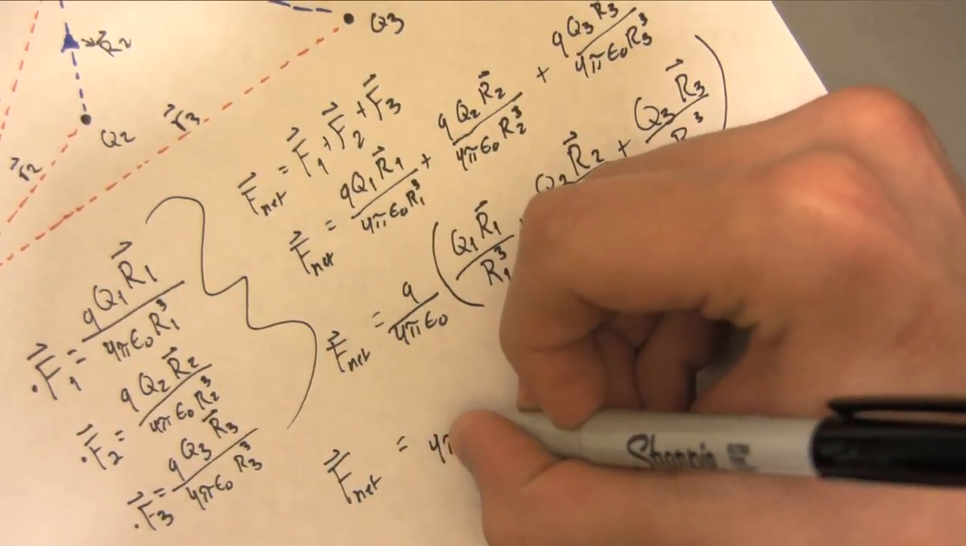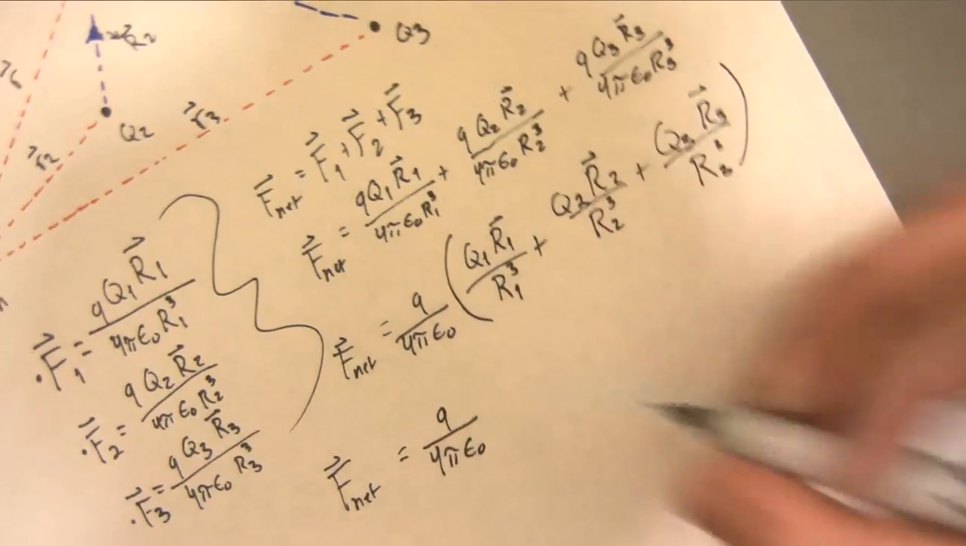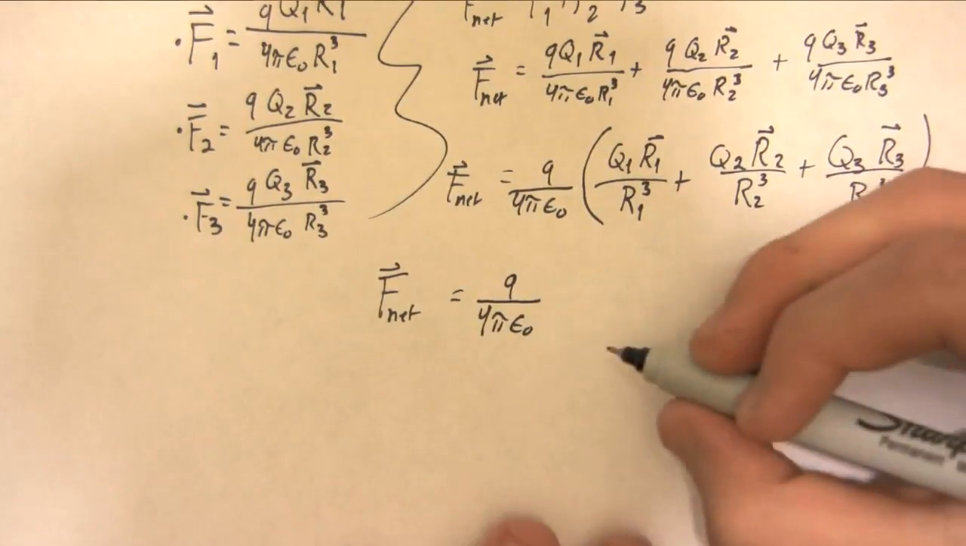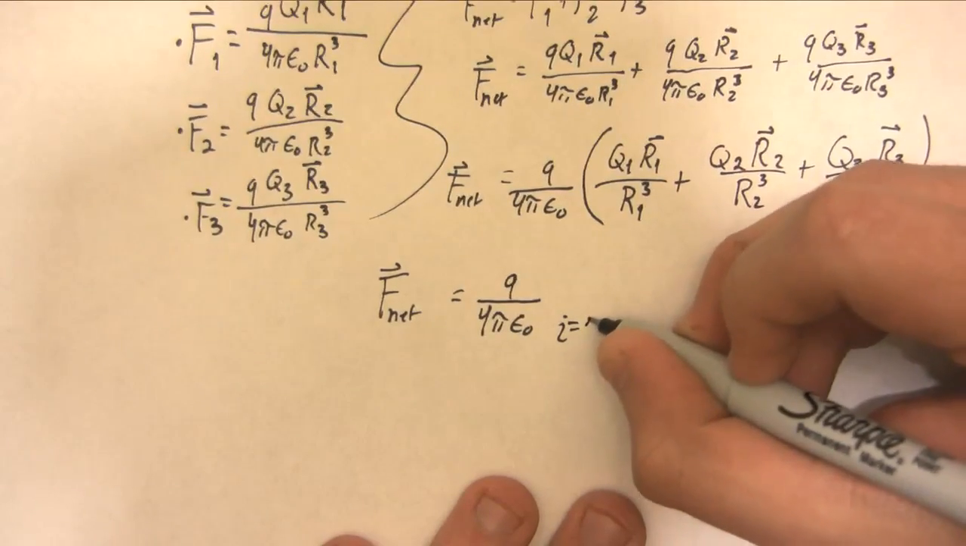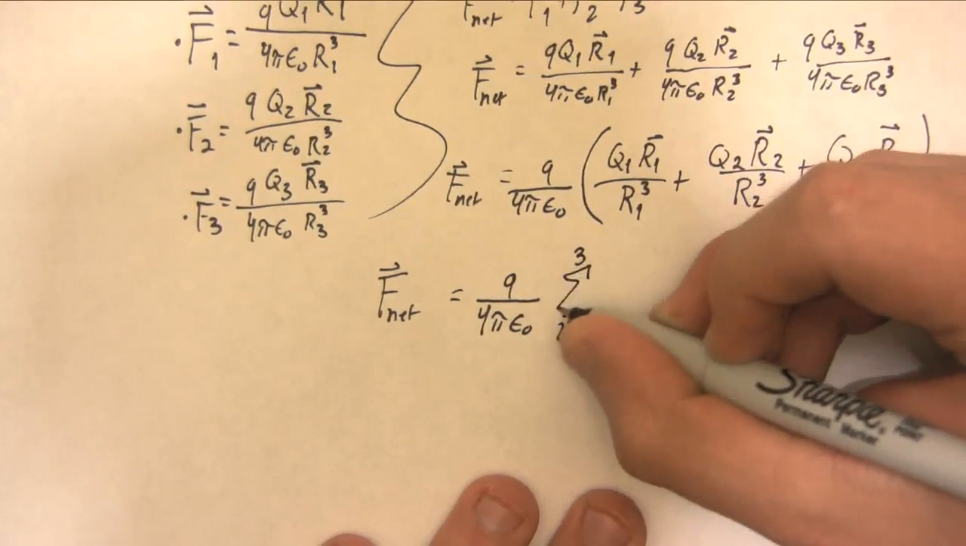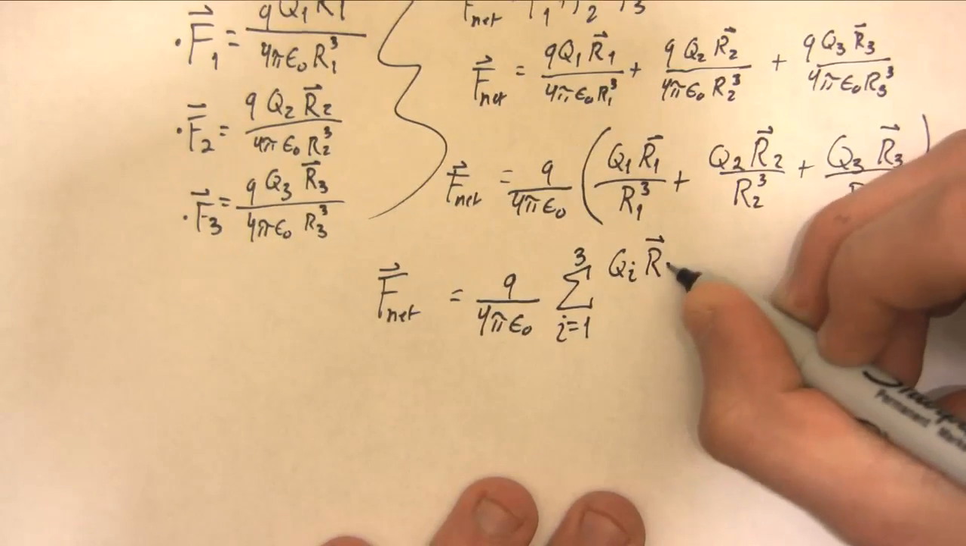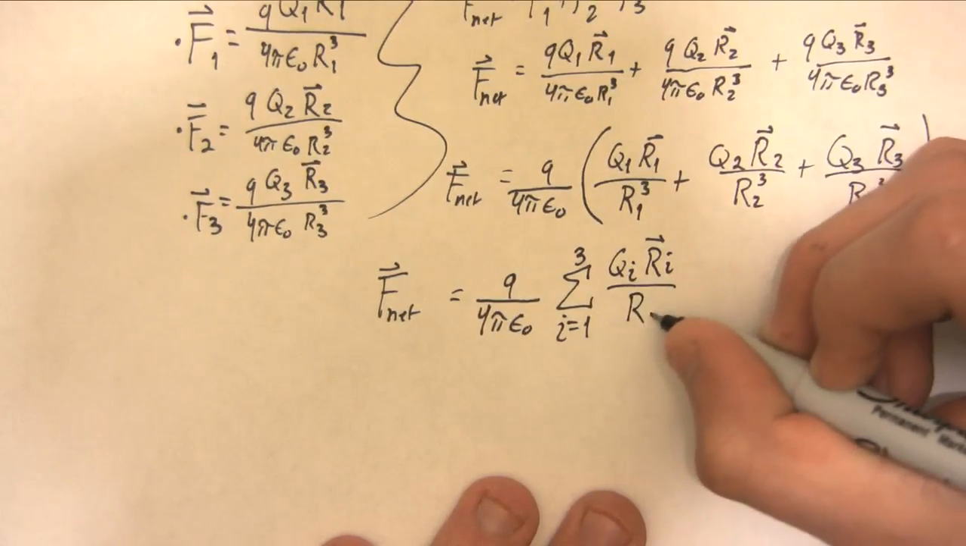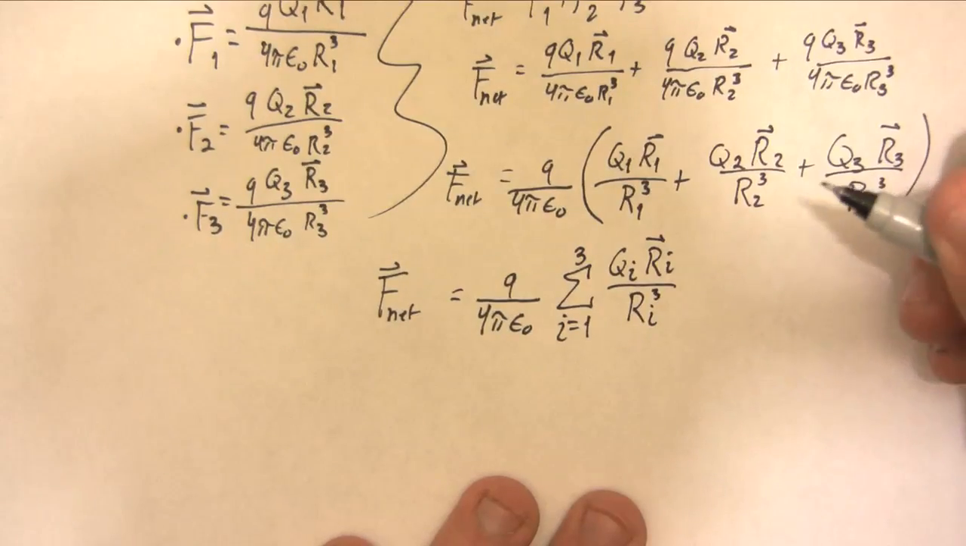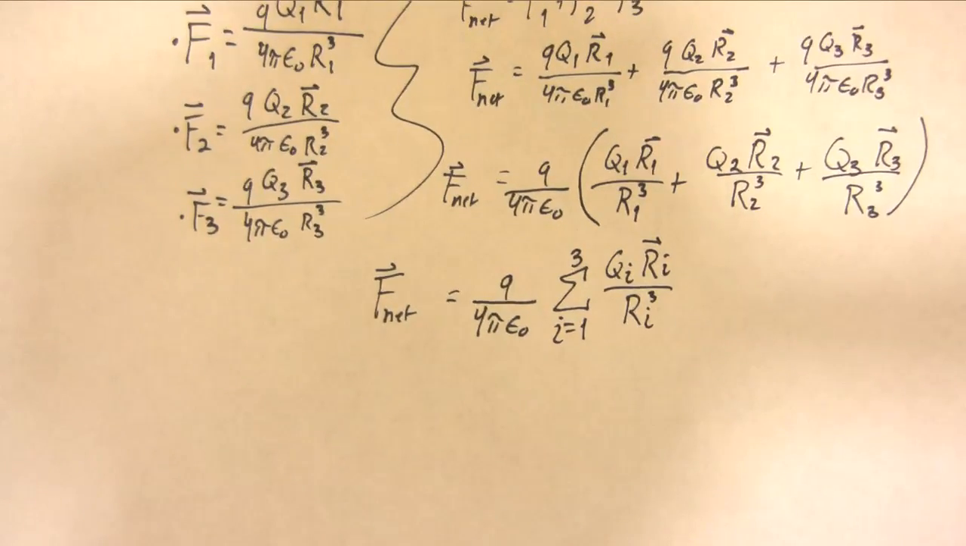So, 4 pi epsilon naught, all that underneath q. Stop turning the paper sideways, Nate. We're going to sum from 1 to 3. In this case, we do have 3 expressions of qi, ri over ri cubed. Alright, let me pull this back out for you real quick.